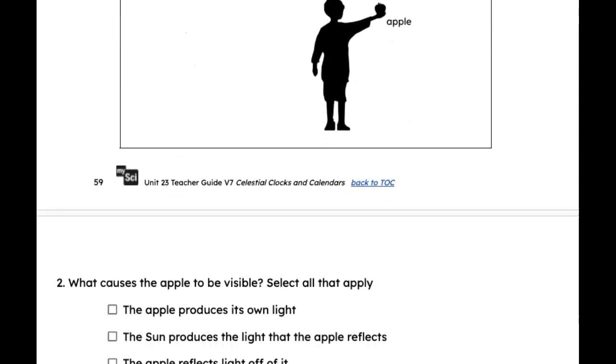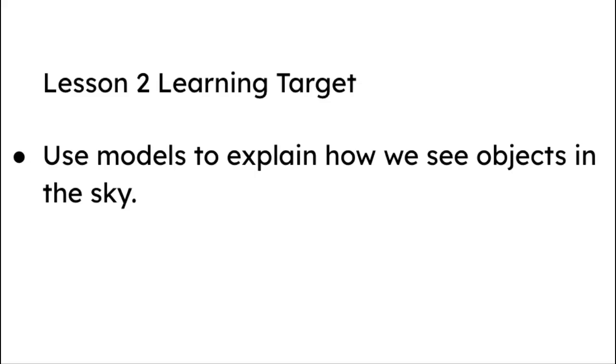By the end of this lesson, students will have supported an argument that a star's brightness is determined by size, intensity, and distance from Earth. In Lesson 3, students figure out how shadows can help tell time because they change throughout the day.